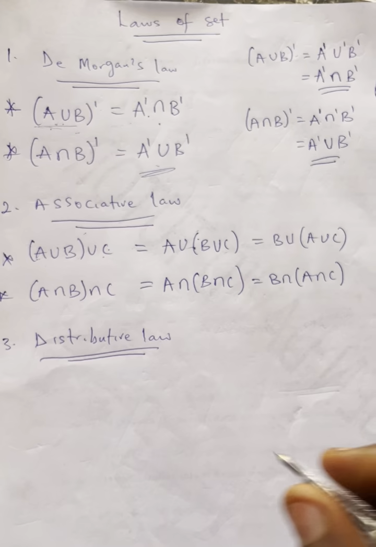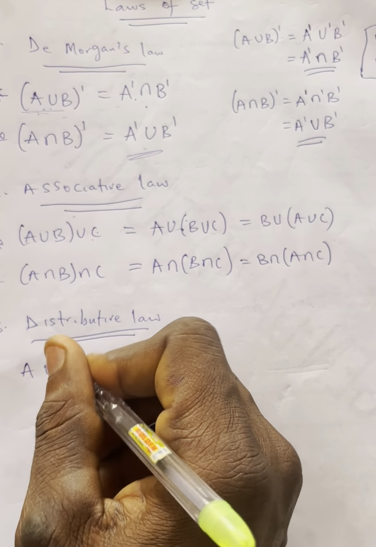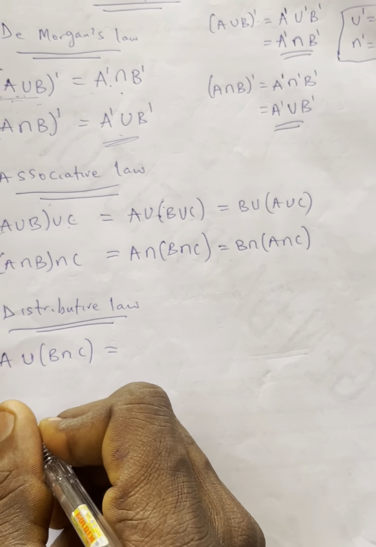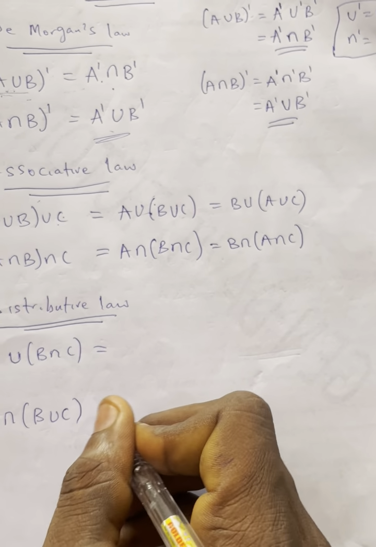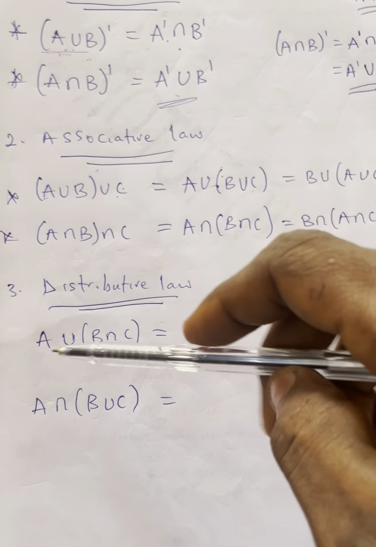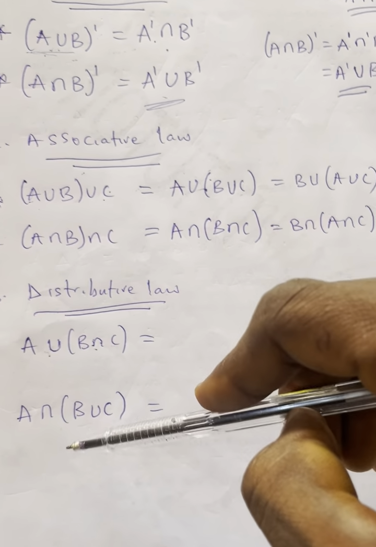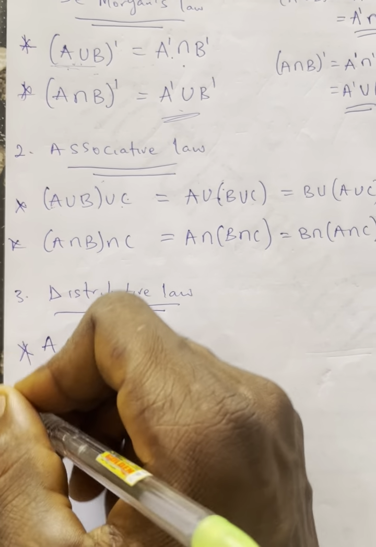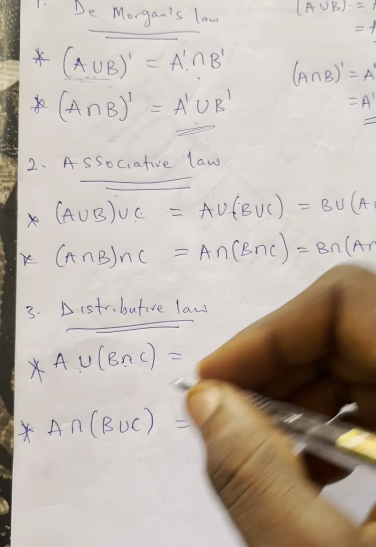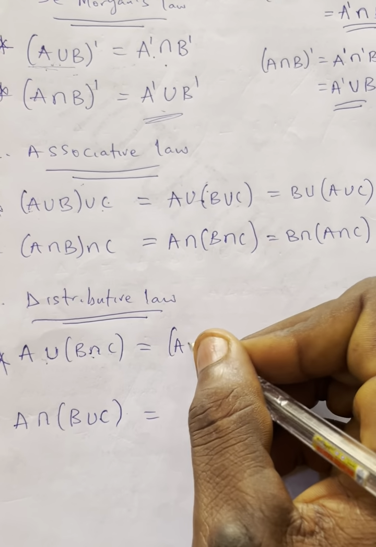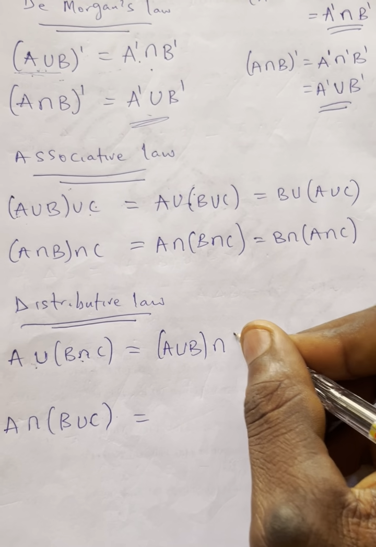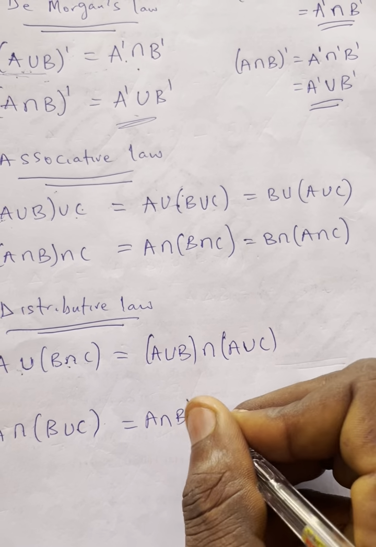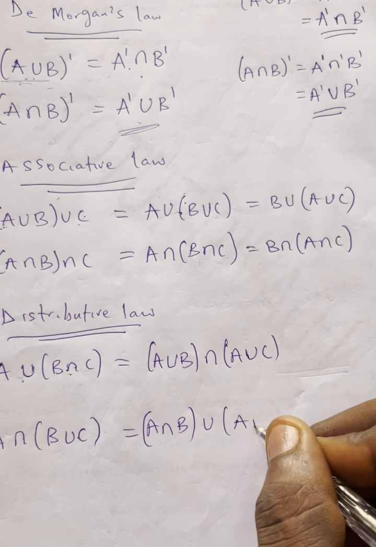Now what are we talking about? If you have something like A union B intersection C, or you have A intersection B union C, if you check this one, it is different from associative law because this one has opposite set signs. This one as well, can you see that it is opposite set signs? Now, let's talk about this distributive law. This one will now become A union B intersection A union C, and this one will become A intersection B then union A intersection C.